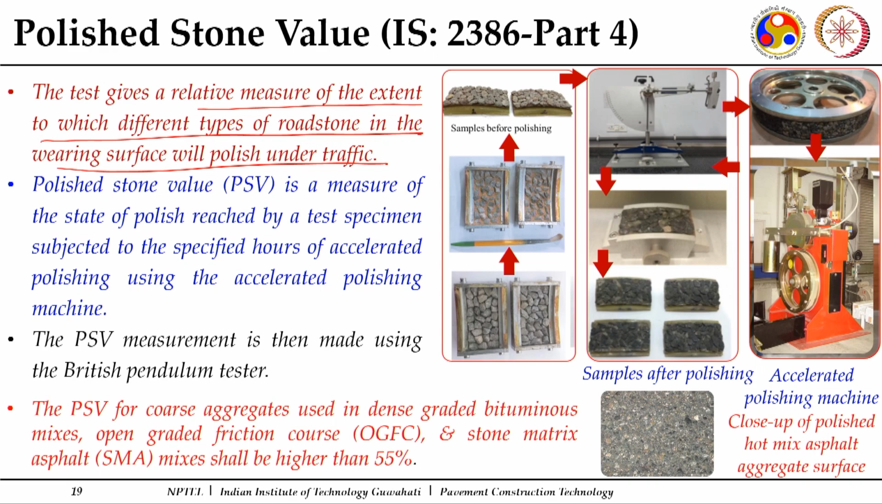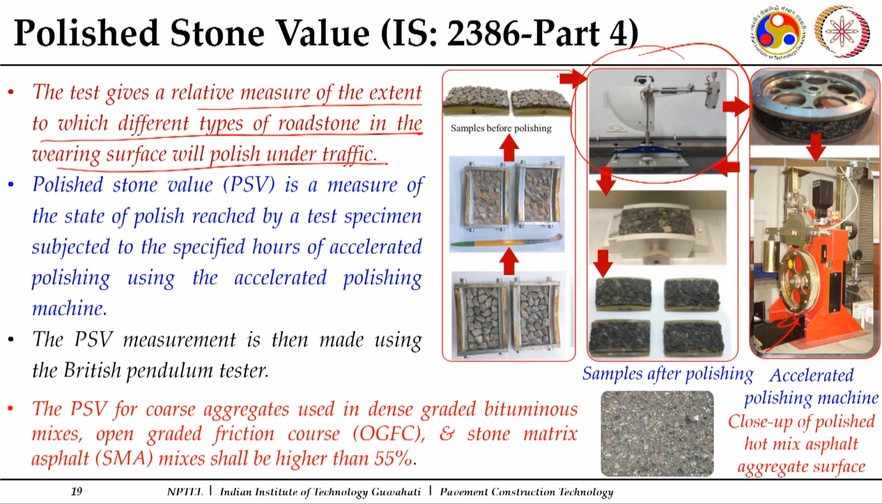So in this test, we prepare some samples and subject them to accelerated polishing action. There is a polishing machine with a wheel. This wheel is run over the aggregate surface, and we polish it in the presence of water and emery powder, so that the aggregates get polished, and we want to see how much a particular source of aggregate gets polished. We want an aggregate to have good resistance towards polishing. An unpolished aggregate and a polished aggregate will be checked through the British pendulum tester.